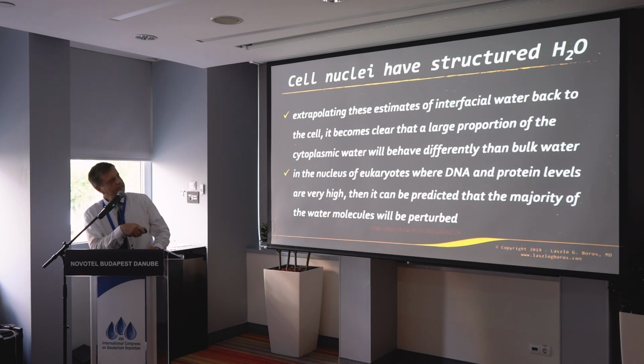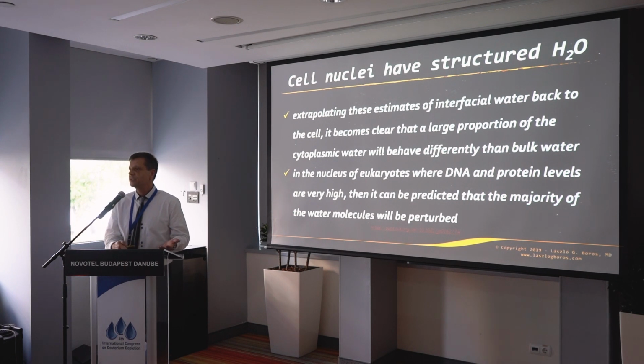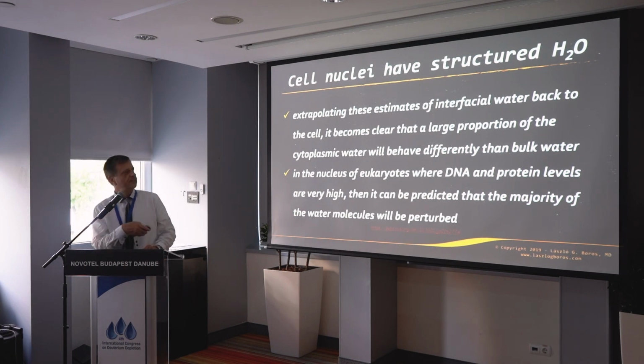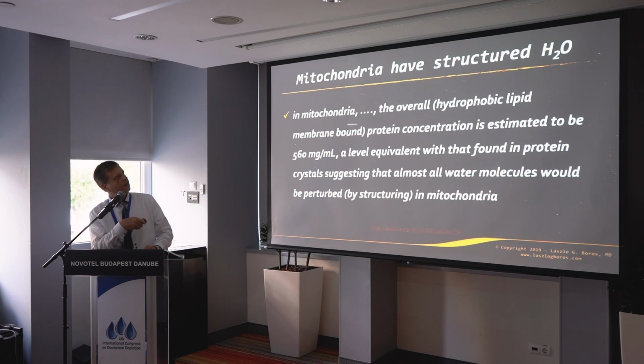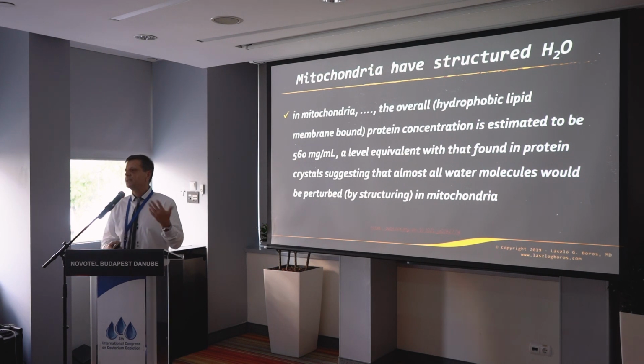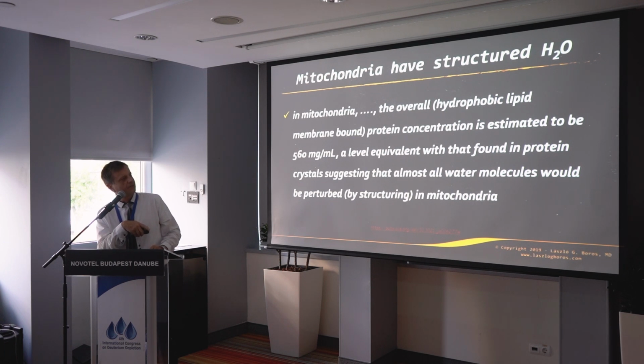In the nucleus of eukaryote cells, where DNA and protein levels are very high, it can be predicted that the majority of the water molecules will be perturbed, meaning that these are interfacial water layers or solvation shells. And the same they found in mitochondria: the overall hydrophobic lipid membrane-bound protein concentration is estimated to be about 560 milligrams per milliliter, a level equivalent to that found in protein crystals, suggesting that almost all water molecules would be perturbed or structured in mitochondria. So these are modeling and measurements based on the structure that we know from mitochondrial morphological studies.